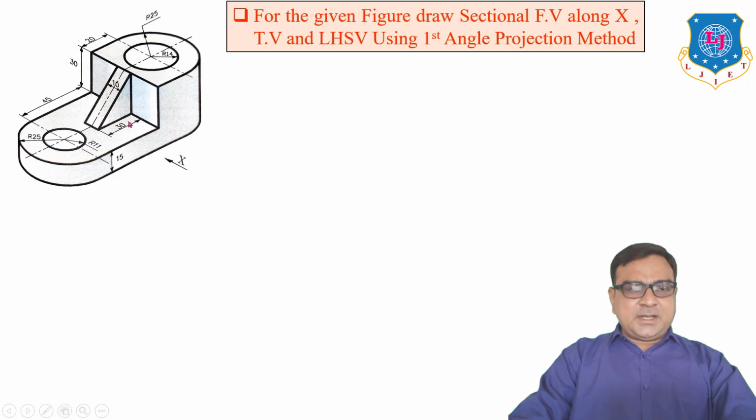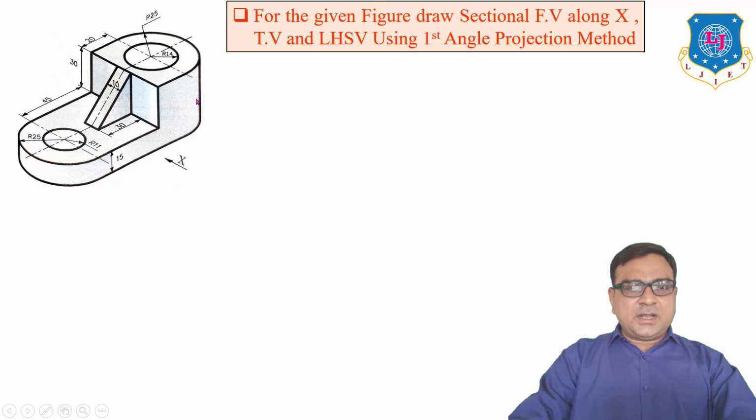Now this is 30 mm length for this rib and the thickness of the rib is 10 mm. The height of this part is 30 mm and the height of this part is 15. So total height is 30 plus 15.